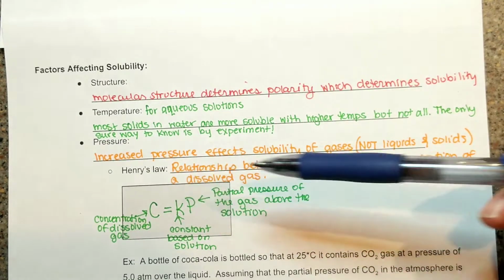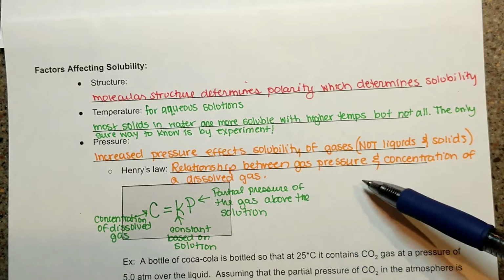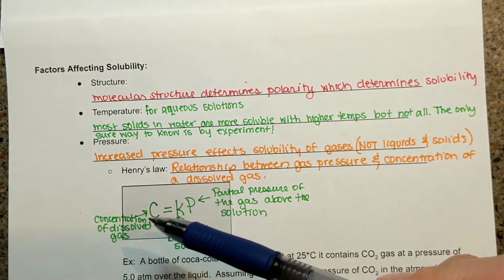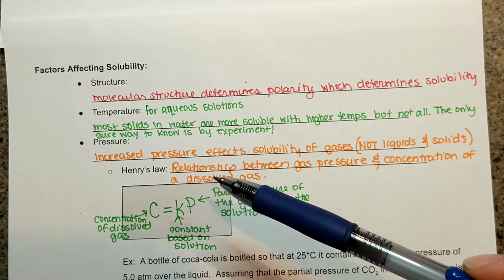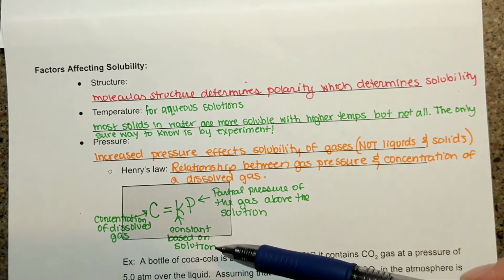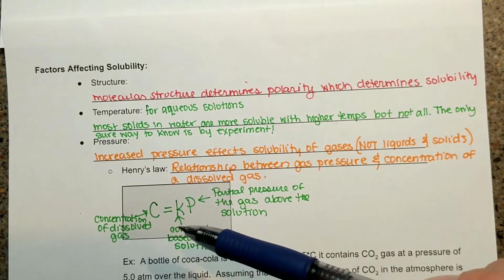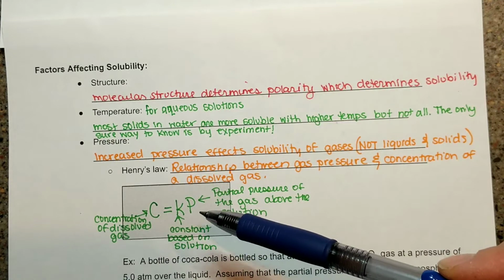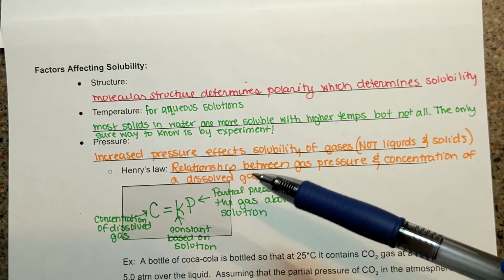This leads us to Henry's law, which is the relationship between gas pressure and the concentration of a dissolved gas. Henry's law says that the concentration of dissolved gas is equal to a constant based on the solution, which would be given to you or you'd have to calculate it knowing concentration and pressure, times the partial pressure of the gas above the solution.